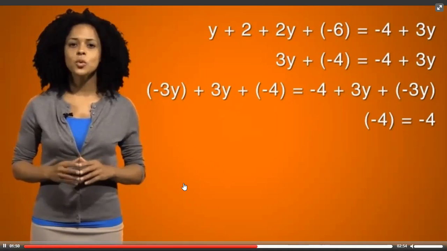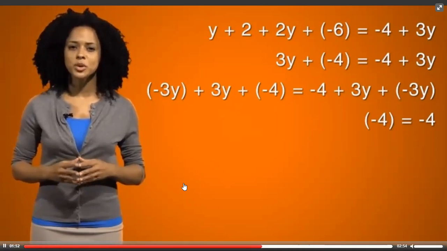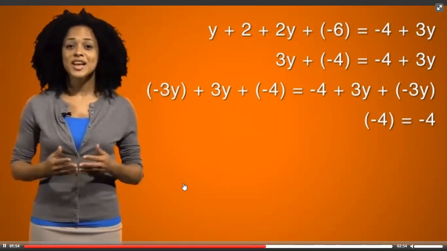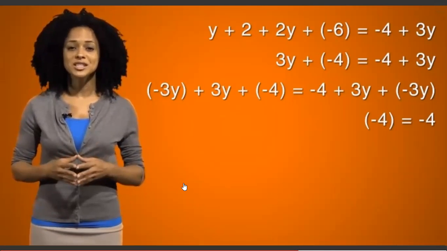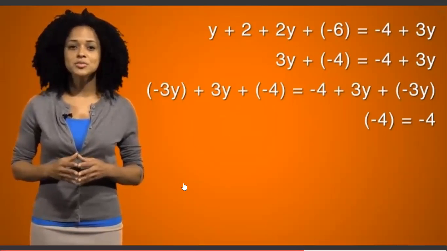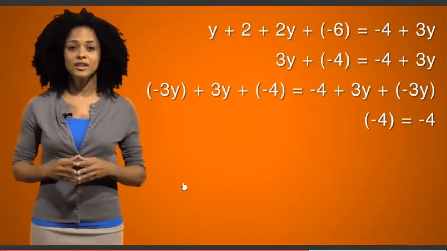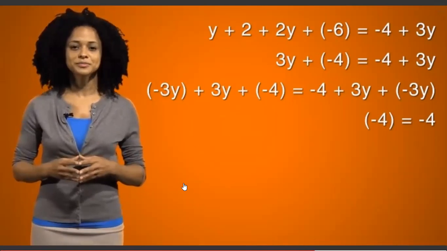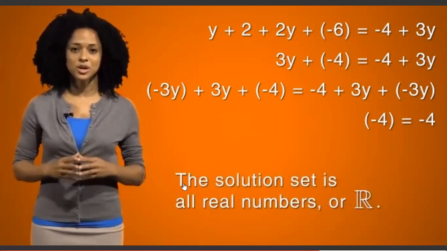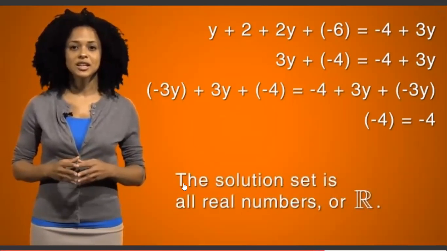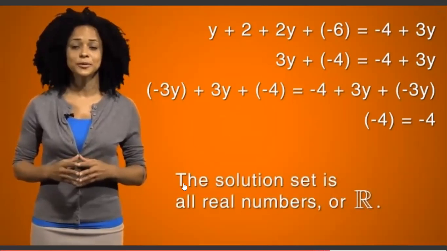We did not find what one value of y makes the original equation true, though. That's because every value for y makes this equation true. Try substituting any real number in for y, and you'll get a true statement. The solution set for this equation is all real numbers, and this equation is called an identity.